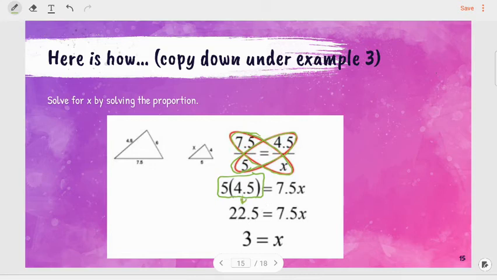I'm going to simplify. 5 times 4.5 is 22.5. I can simplify this side over here because it's got an x. So how do I get rid of that 7.5? Remember, this was multiplication. I just multiplied those together. So to undo that, I'm going to divide. And in my calculator, 22.5 divided by 7.5 equals 3. So x, or my missing side length, is equal to 3.